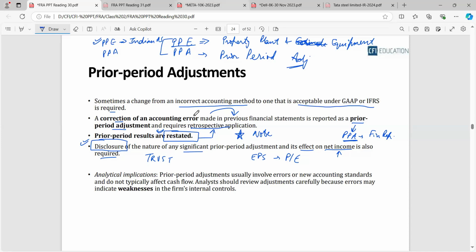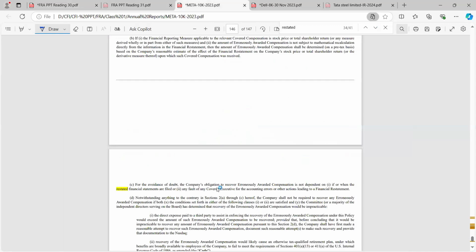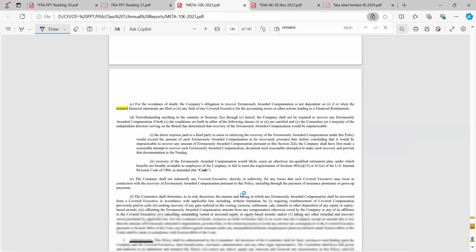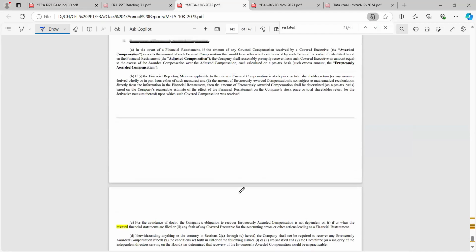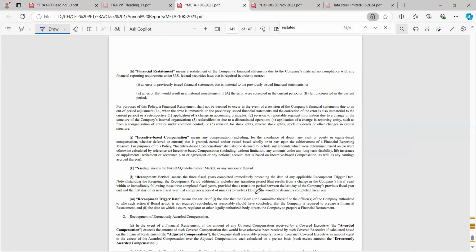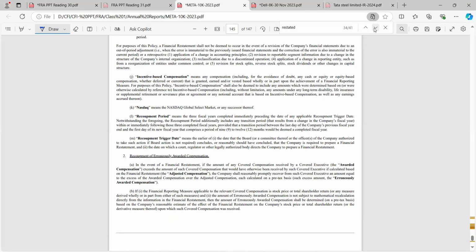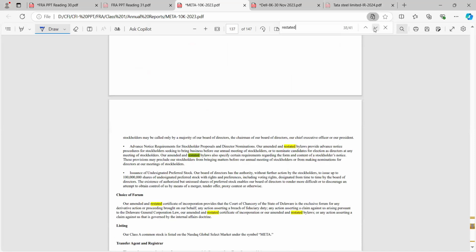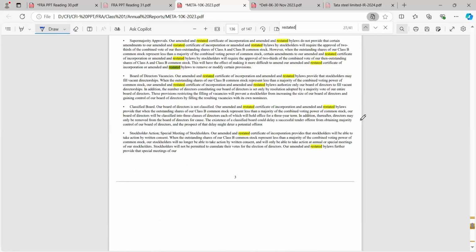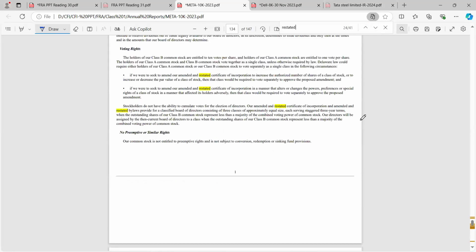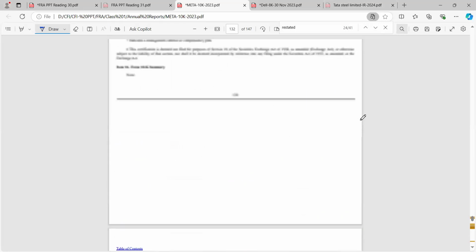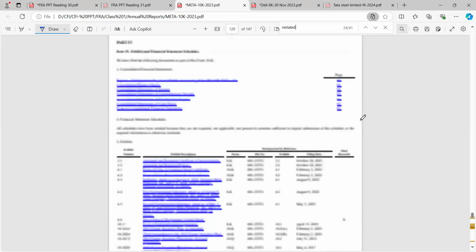I think I have one. Let me search it once again. No, they have just provided what they will do in terms of restatement. No, there is no restatement in this.